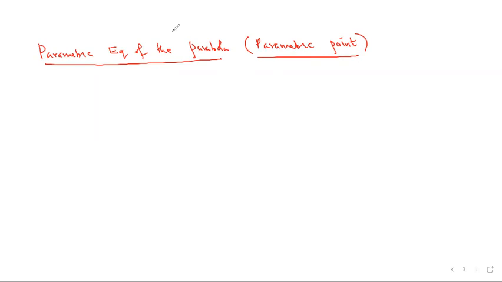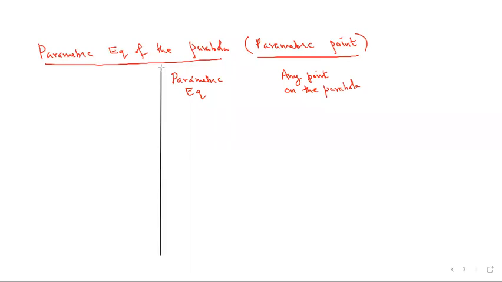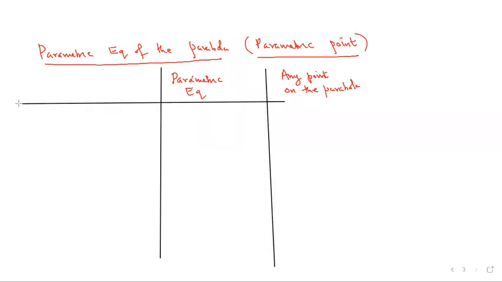Make a column like this. First parametric equation. Don't write it, wait 1 minute. Parametric, any point on the parabola. Leave parametric, any point on the parabola. Make 3 columns, one space here, one space here. Now we will write the equation.